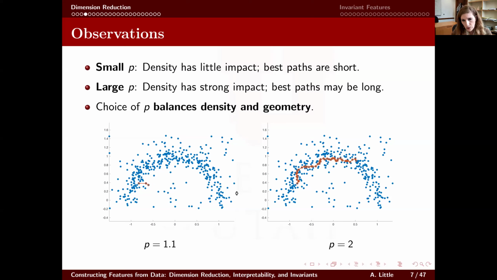On the other hand, as you crank up this parameter, the way you're measuring the length of the path is really zeroing in on what the longest edge is. And so it's going to really take a path through a high density region of the data. So that will be more important. You're going to take a longer path through a high density region. And the choice of this parameter balances these two considerations.